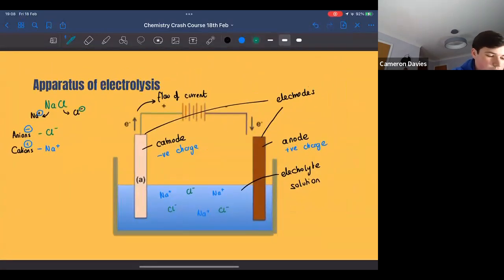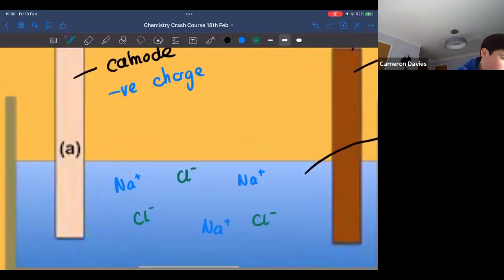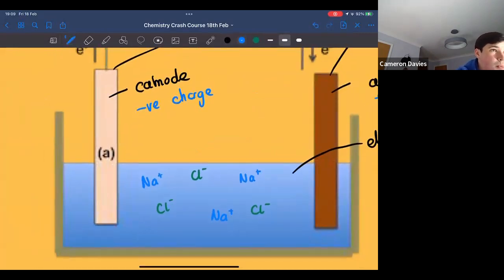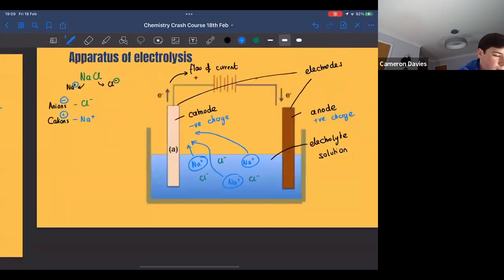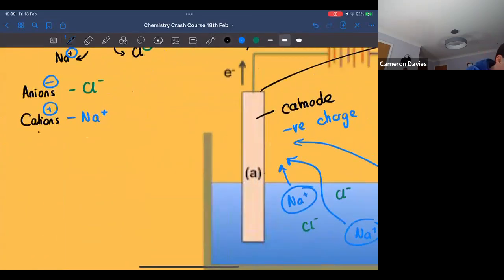And so when the electrical current is passed through, these sodium ions, the cations, move towards the cathode. So they're all going to go towards the cathode. So we can say that the cations go towards the cathode. It's quite complicated to remember, but all you need to think is the cations go to the cathode. So they move from positive charge to a negative charge, because remember the cathode is negatively charged.